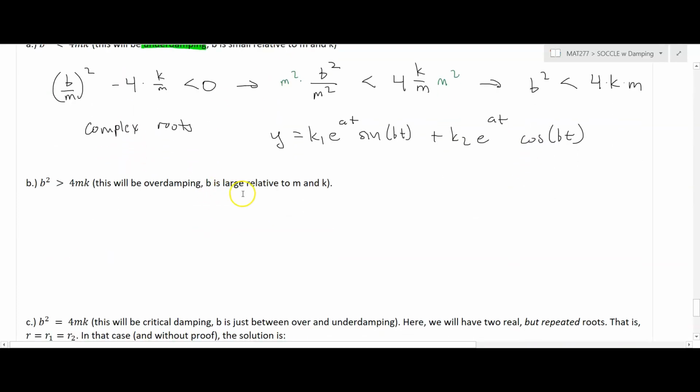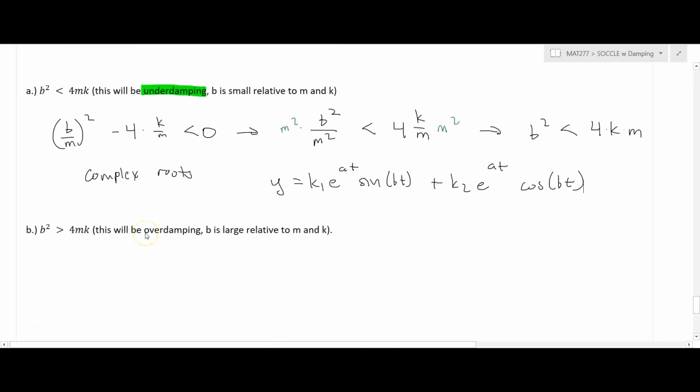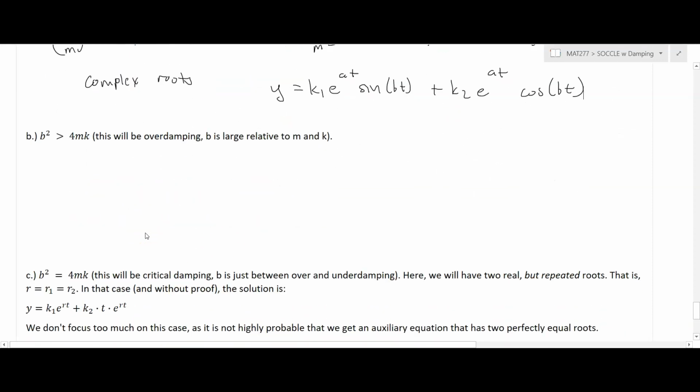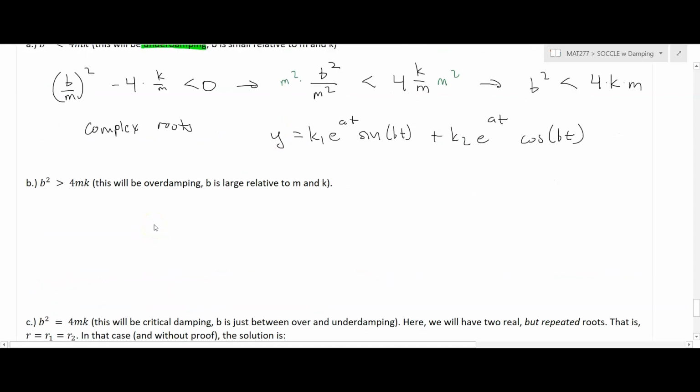Now, overdamping is usually whenever your damper is really large and causes your spring mass system to immediately return to rest. That's going to happen anytime you have real roots. So if we just change this to a greater than sign, this means that the system is going to have two real roots. And we already know that if we have two real roots, our solution is of the form k1 e to the r1t plus k2 e to the r2t. And that's going to be called an overdamping of the system.